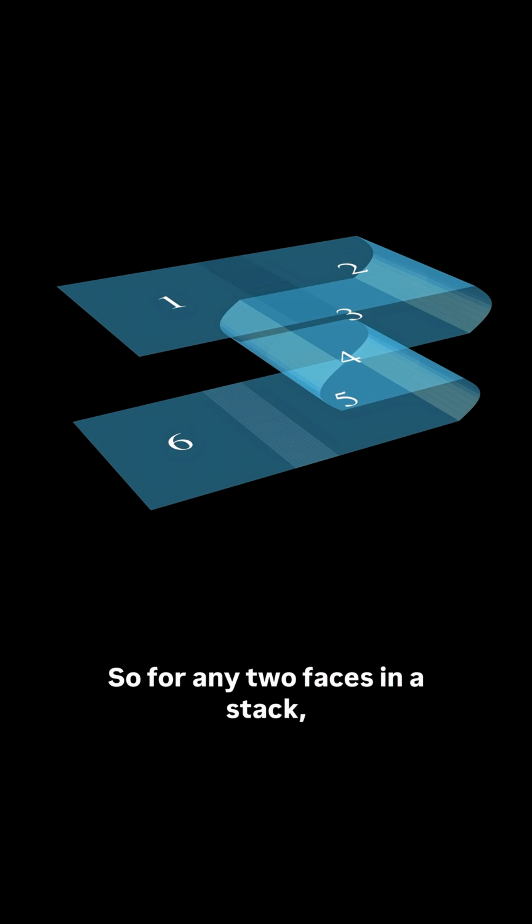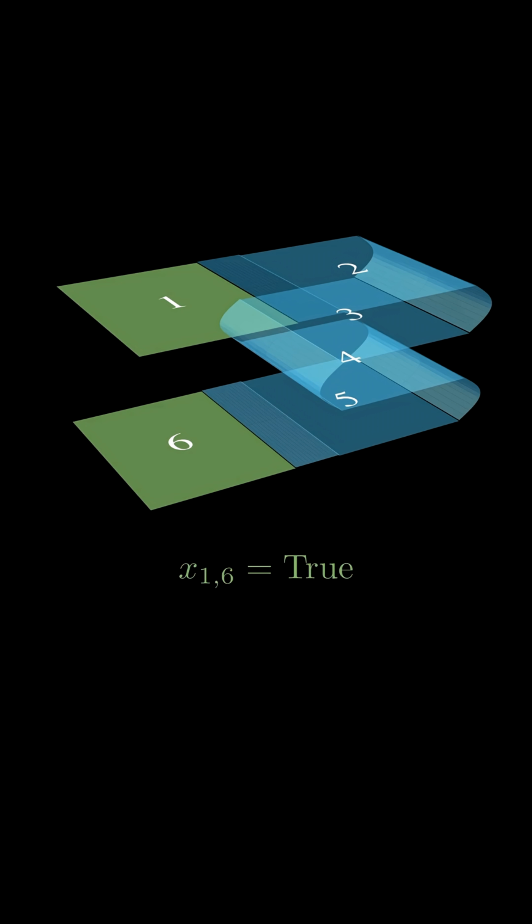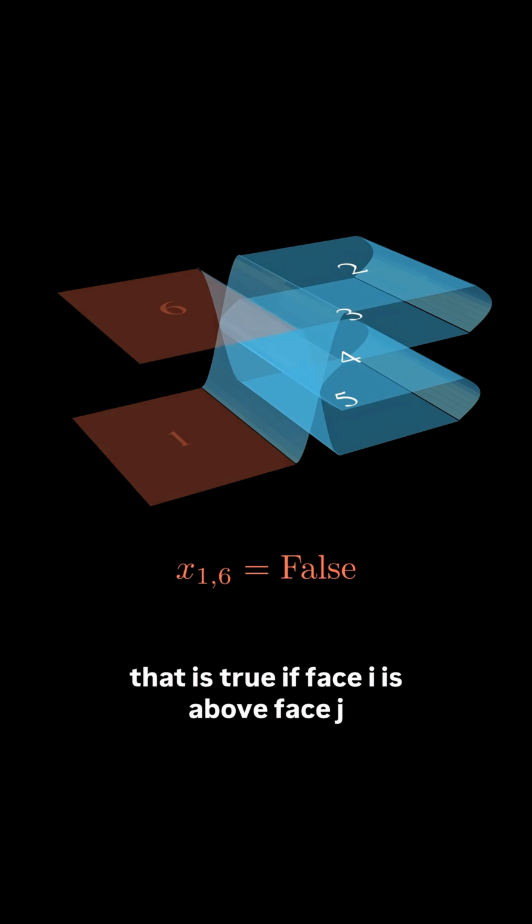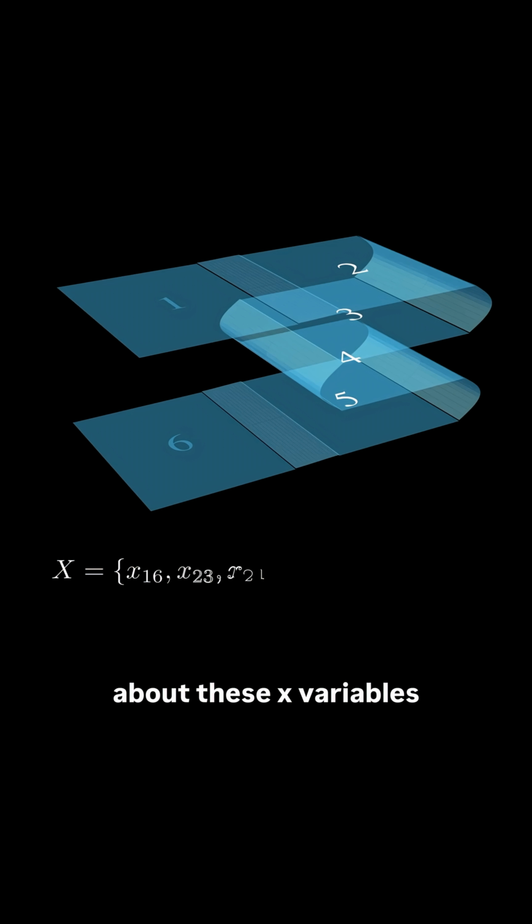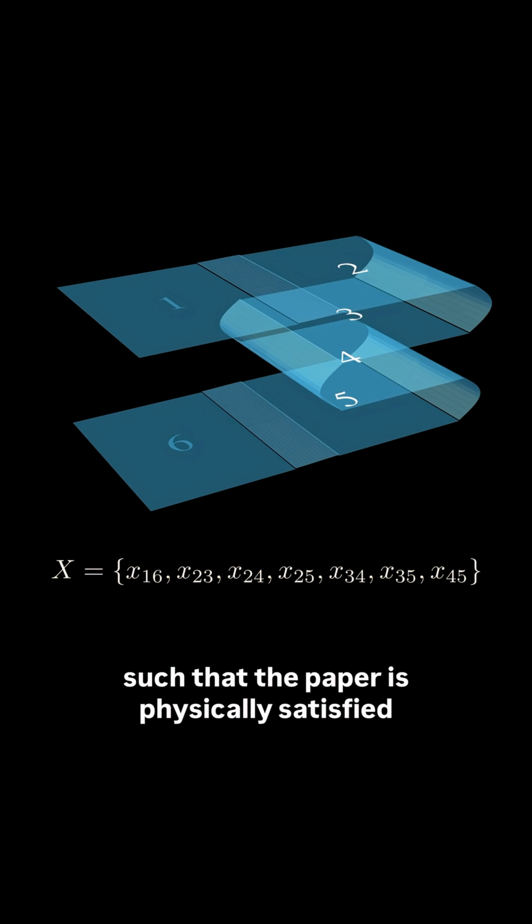So for any 2 faces in a stack, let's define a variable xij that is true if face i is above face j. Now we can write statements about these x variables such that the paper is physically satisfied.